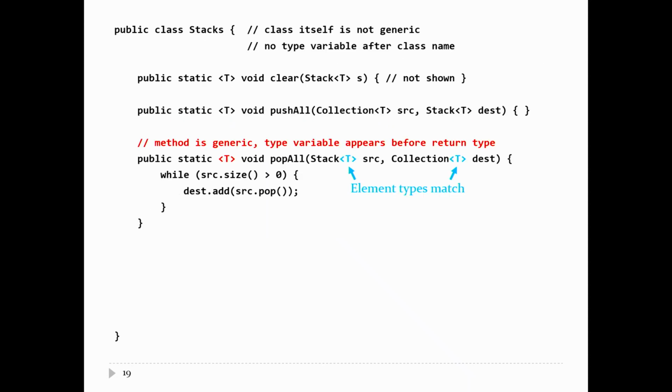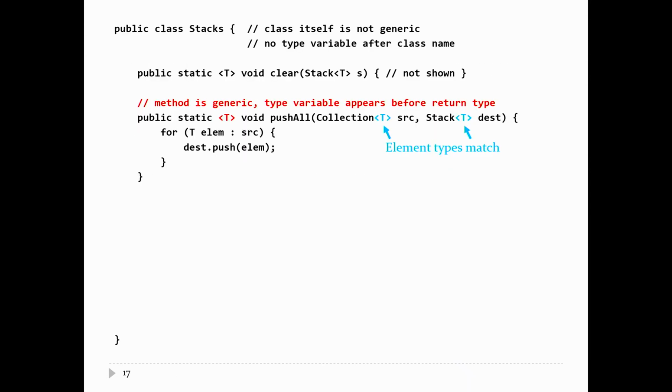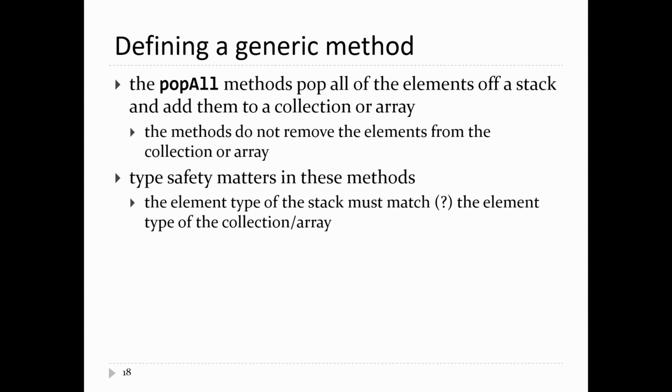All right, let's do the last method here, and then we'll call it a day. I now want to implement a popAll method. I'd like to take all the elements from my stack, remove them from the stack, and add them to a collection. But I don't want to modify the collection otherwise. I don't want to clear the collection and then put the elements from the stack onto the collection. I just want to add them to the end of the collection. Again, type safety matters. If I'm popping a stack of integers, I shouldn't be able to add those to a collection of strings.